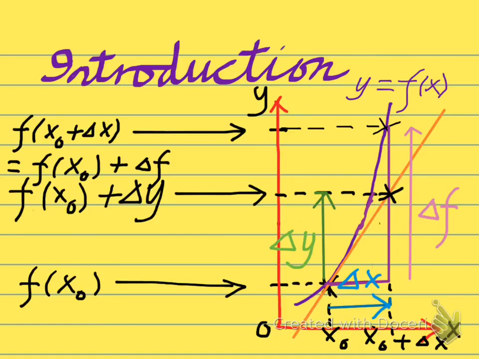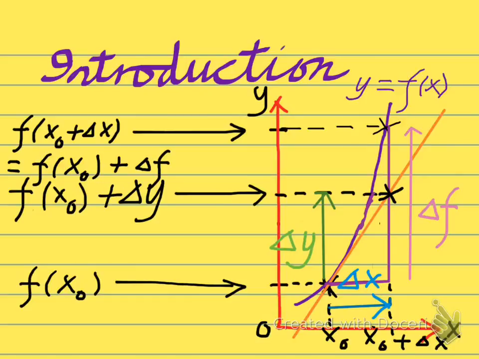As an introduction, suppose we are given a differentiable function of x, namely f of x. Together with f of x, we have the graph of y equal to f of x in purple, associated with its tangent line in brown at the point where x equal to x0. We can also see from the diagram there are three values of y labeled along the y-axis.